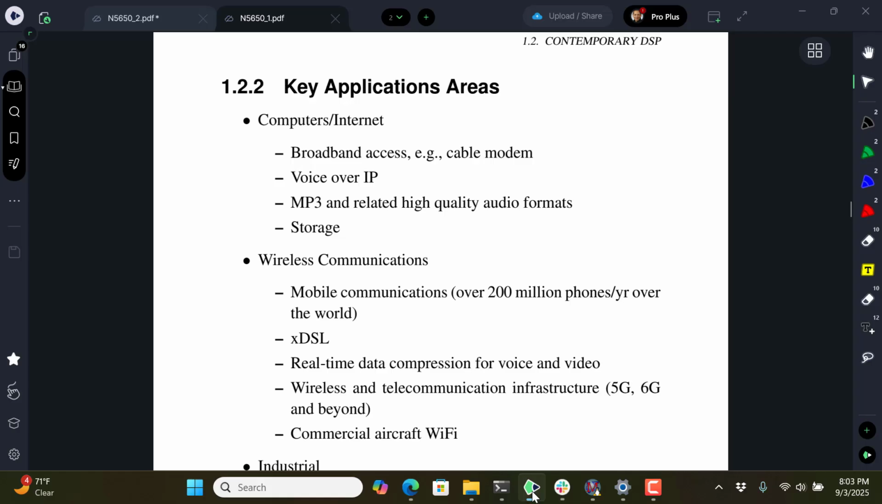So computers and internet, we have broadband access, cable modems, we have voice over IP, which has been around for a long time, but that involves audio signal processing and then converting it to IP packets. We have high quality audio formats, MP3s, I'll mention that a little bit later. And then we have storage.